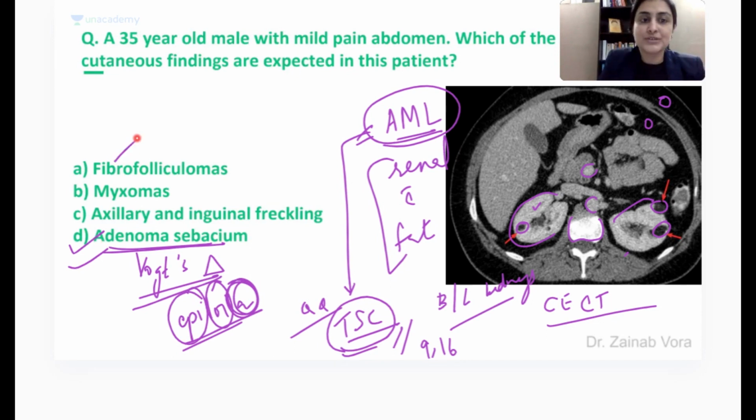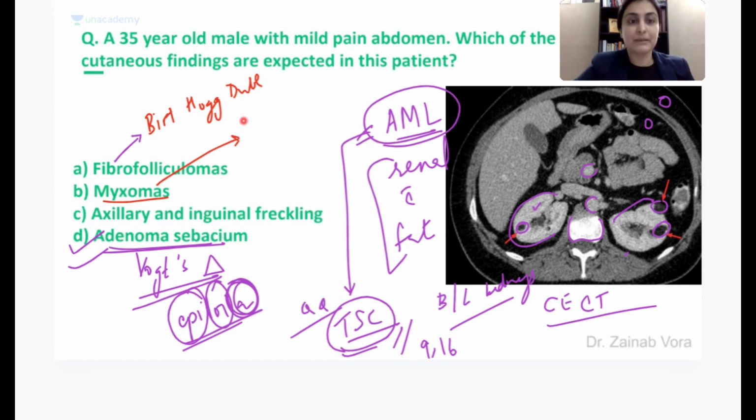Which syndrome do you see? Fibrofolliculomas. You have renal oncocytoma and fibrofolliculomas. What is that syndrome that I have taught you guys? Yes, Birt-Hogg-Dube syndrome. What is that syndrome where you have myxomas? It is a complex where you have multiple myxomas. Yes, it is the Carney complex. Very nice.